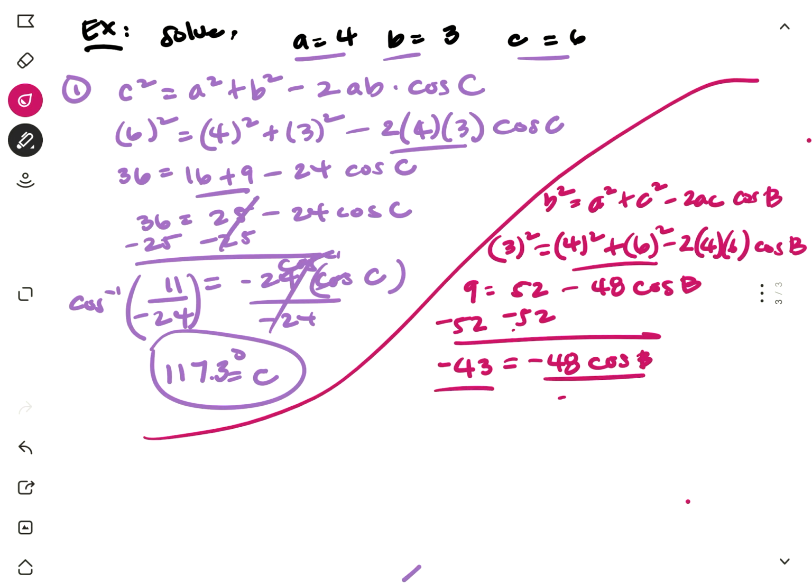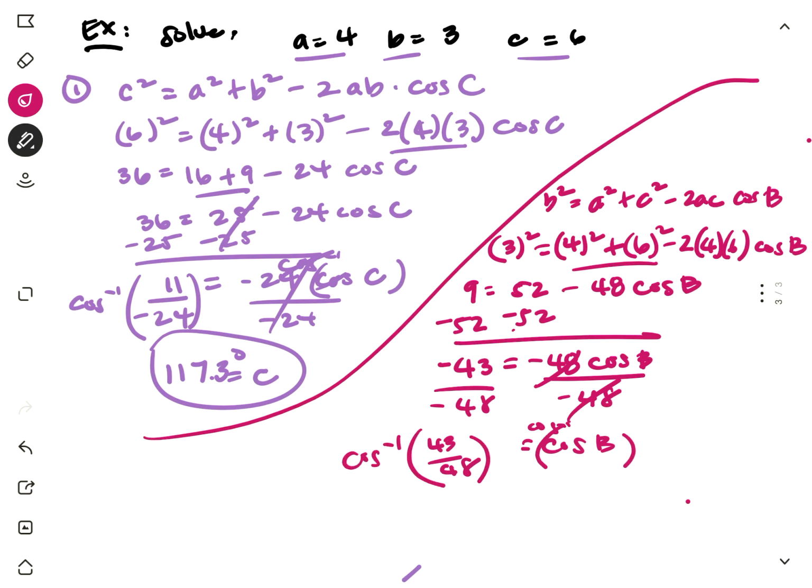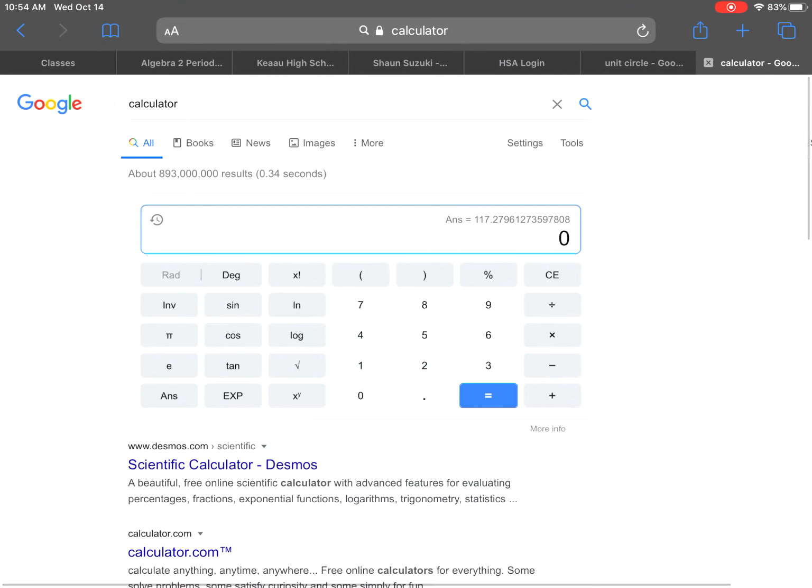We can divide by negative 48 now. Negative negative is positive. And then we cosine inverse to get rid of the cosines. So then our B is going to be cosine inverse of 43 divided by 48. It's going to give us 26.4.